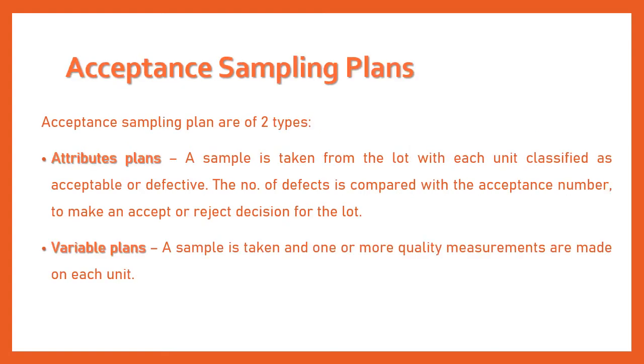Acceptance sampling. Acceptance sampling plans are of two types: attributes plans and variable plans. In attribute plans, a sample is taken from a lot with each unit classified as acceptable or defective. The number of defects is compared with the acceptance number to make the accept or reject decision for the lot. In variable plans, a sample is taken and one or more quality measurements are made in each unit.